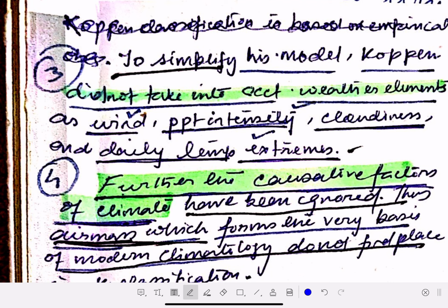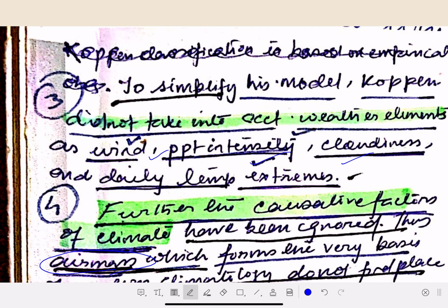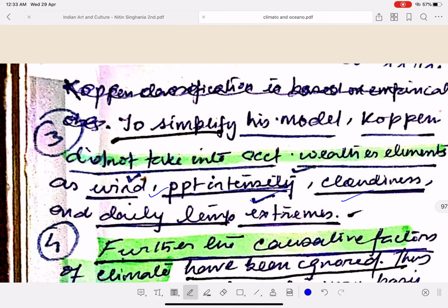To simplify his model, Koppen did not take into account weather elements, that is wind, precipitation intensity, cloudiness; nothing was taken into account. Further, the causative factor of the climate has been ignored, that is the air mass, which forms the very basis of modern climatology, and does not find a place in the Koppen scheme. I hope you get that. Now, I would simply request you to go for that diagram, first learn the diagram by heart and then use it with the symbols. Thank you.